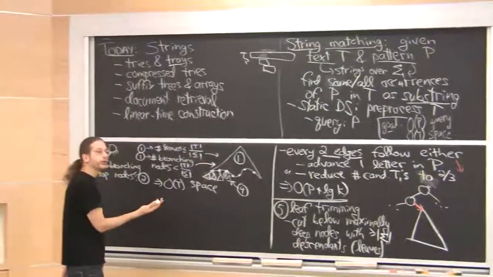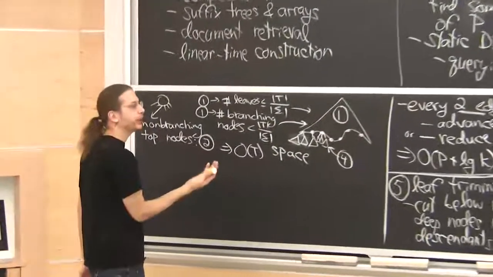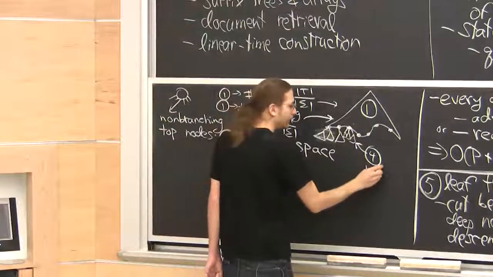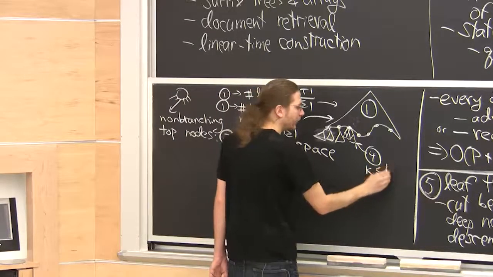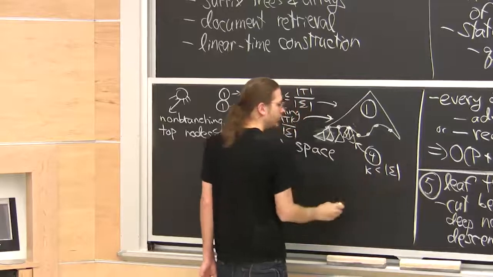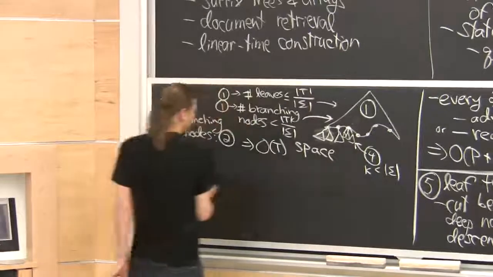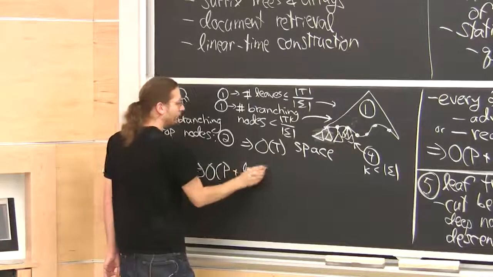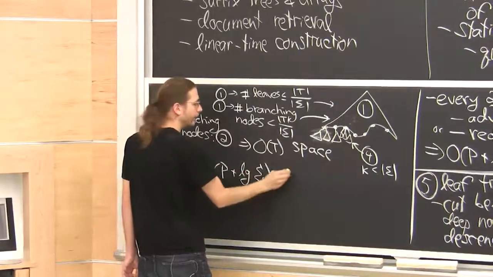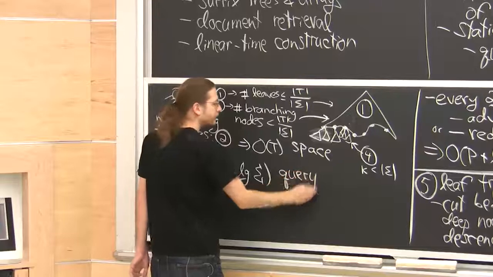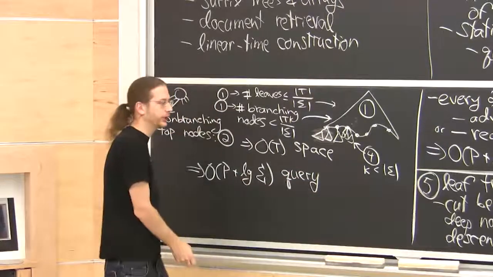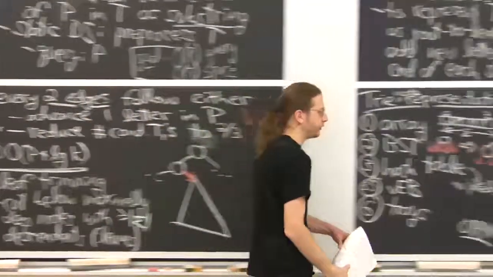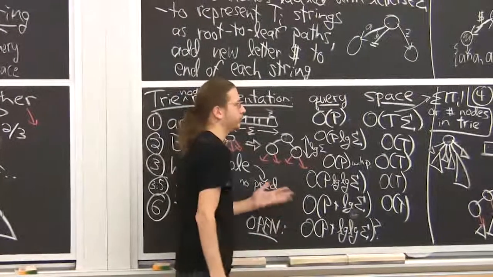Method 4 was always linear space, and the issue was we paid p plus log k, but now in here, k is less than sigma in these trees. So that means we get order p plus log sigma query time. And that's the best we know how to do if we want predecessor at the nodes. So it matches this bound in a pretty easy way.